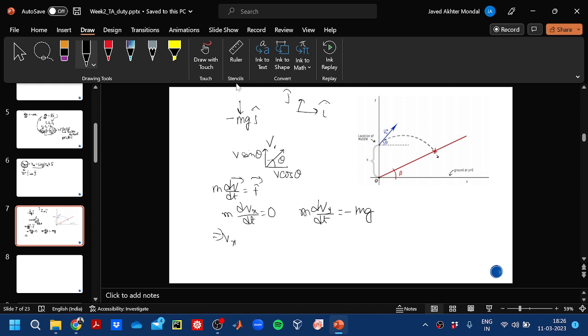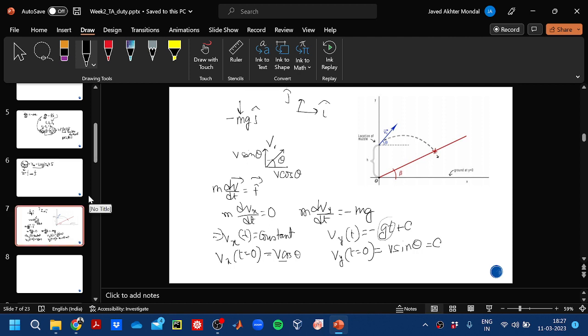So in this case, Vx will be constant. So Vx as a function of time is constant, and Vy as a function of time will be minus gt plus a constant. So Vx at t equal to 0, we know that it is V cos theta, because we are throwing the ball at an angle theta with the horizontal. So Vx at all times will be V cos theta, and Vy at time equal to 0, we know this is V sin theta. So at time equal to 0, this term will be 0. So C has the value V sin theta.